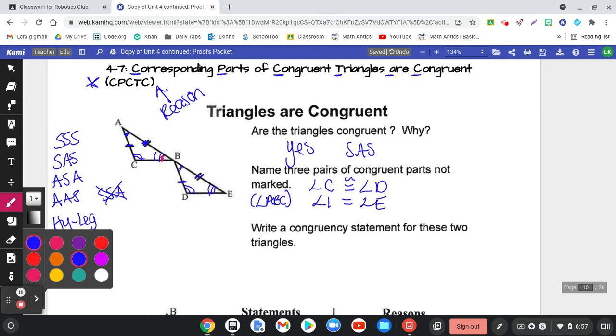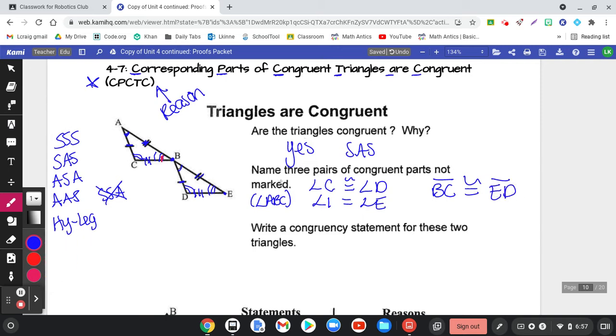All right, and then the third side that's not marked yet, BC, we'll use 3 lines, is congruent to, now look at the order. We went from the right to the left here, BC, ED. I know that DE and ED are the same, but look at C matches D. So C and D should be the second letter.